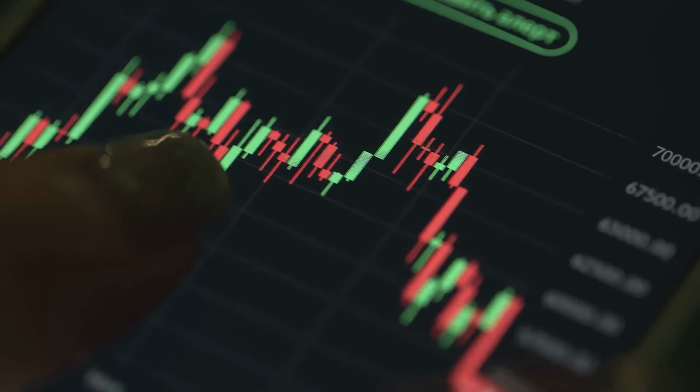Line charts show the overall direction. Candlesticks reveal more detail. Open, close, high, and low prices. Green candles mean price went up. Red means it went down.